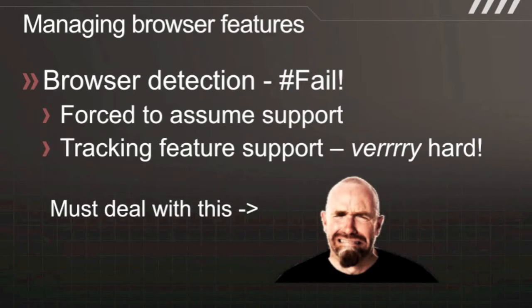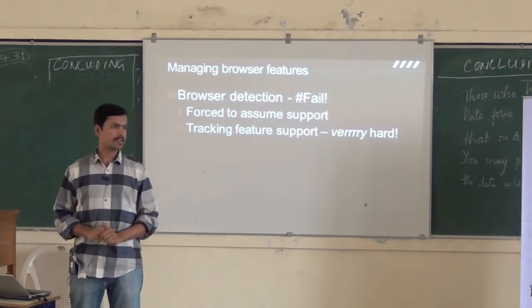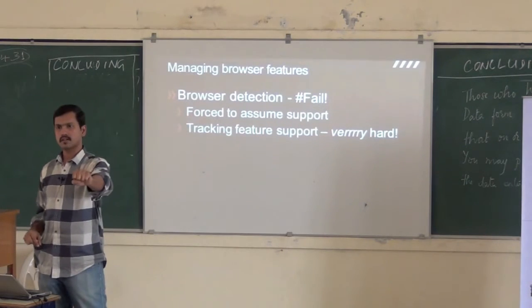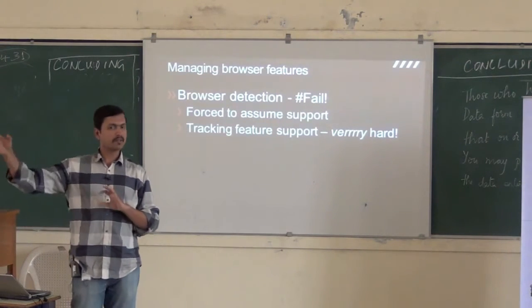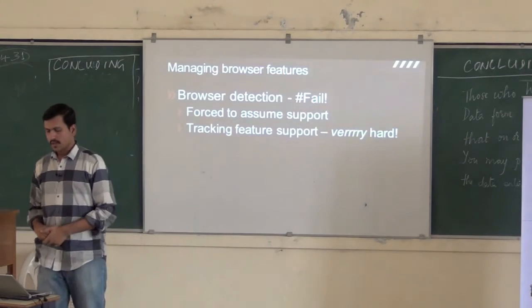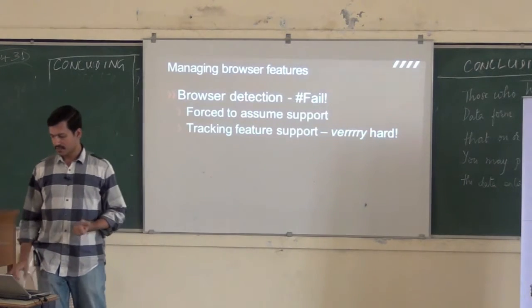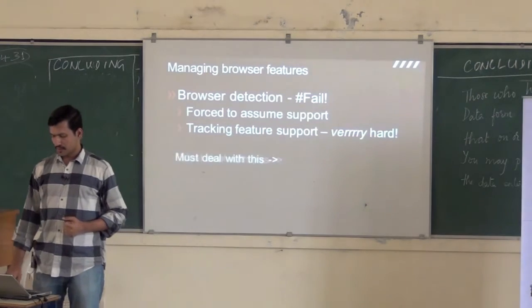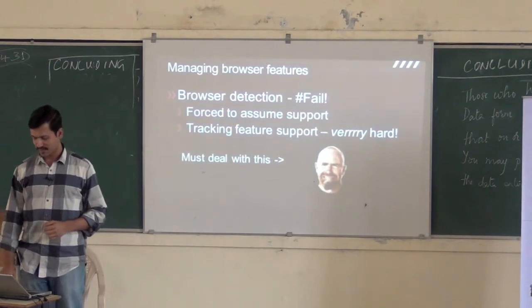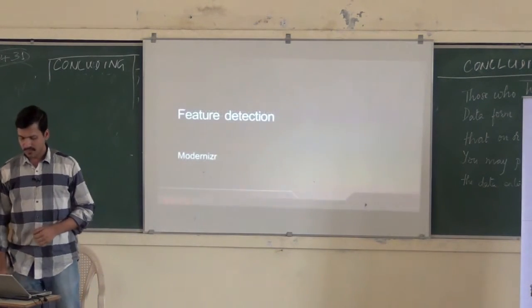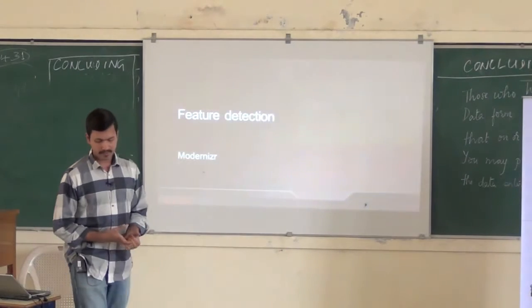So this is something that we've been doing, right? We've been doing browser detection. We've been trying to write code which says, is the browser this particular brand, and is it this particular version? Then I write a particular kind of code. That means you have to essentially track feature support. This is the sort of thing that can make grown men cry. So what is the alternative, right?